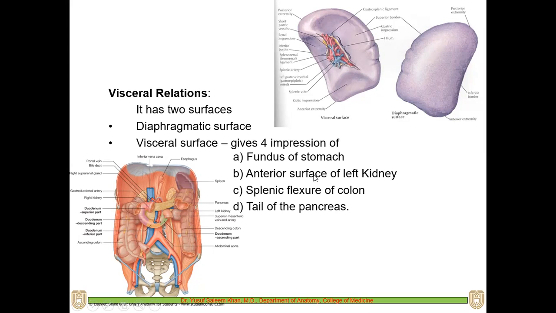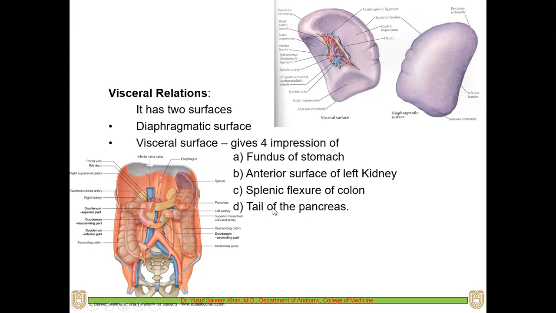Then below, we have the splenic flexure of the colon in contact here. If you see here, this is the splenic flexure of the colon, the bend where the transverse colon continues as the descending colon. That bend is called the splenic flexure. Flexure means bending, and because it is near the spleen, it is called the splenic flexure. Here also there is a bend of the transverse colon. This is called the hepatic flexure, because the liver is present here. This is also called the left flexure, or the splenic flexure to be more specific.